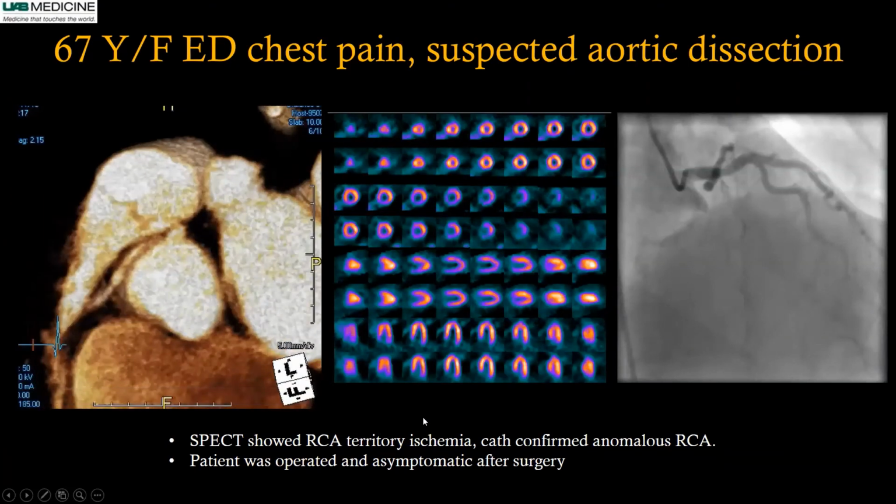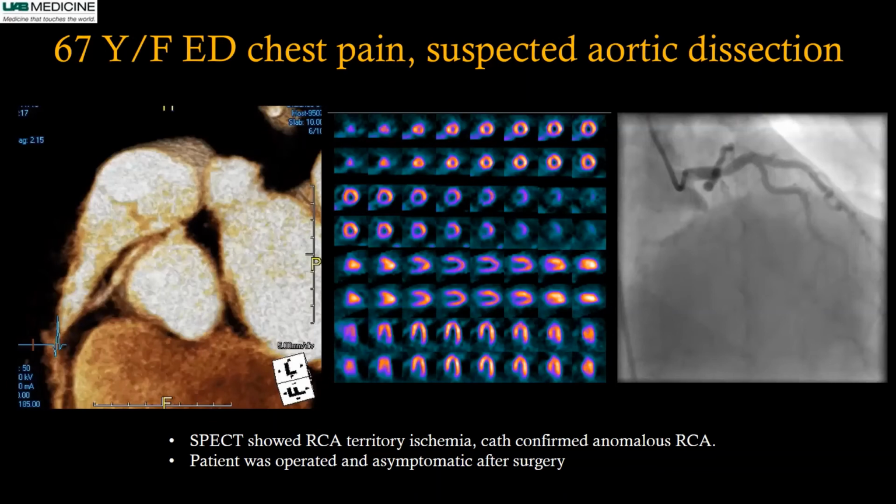Since she's 67 years old, we were not sure what exactly needs to be done. So the next step was, okay, let's look at if there's any effect of this abnormality on the perfusion scan. And this patient did have a perfusion defect in the RCA territory. So then they did a limited injection. When you inject the left main coronary artery, you can see faint opacification of the RCA, which has an anomalous course. So this patient underwent surgery, and she was asymptomatic after surgery.